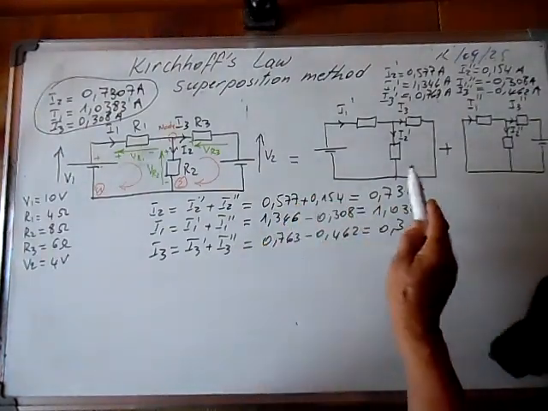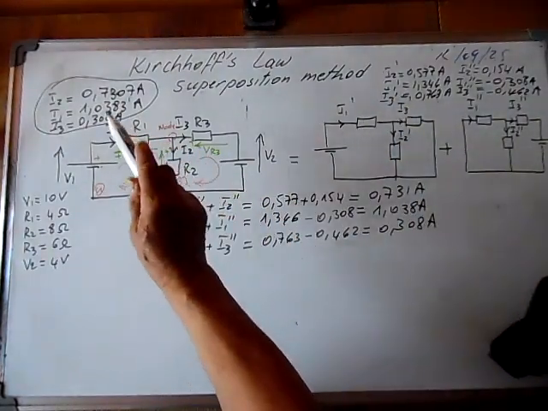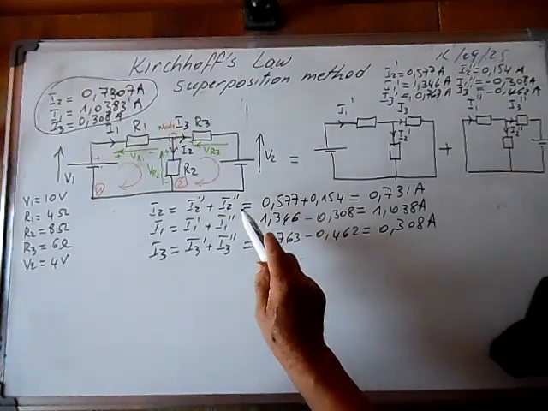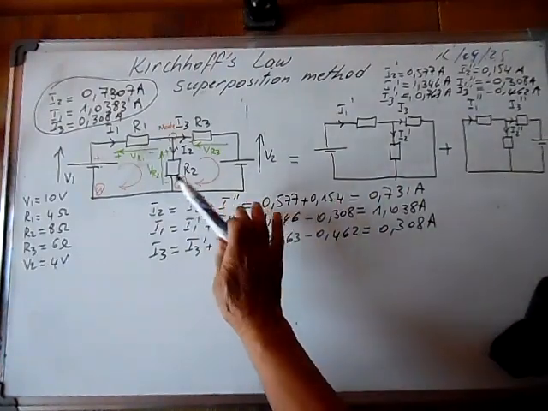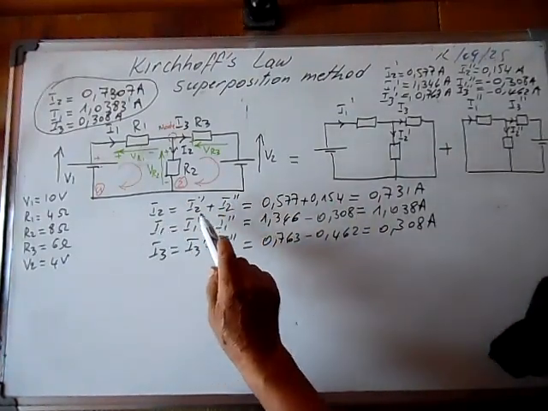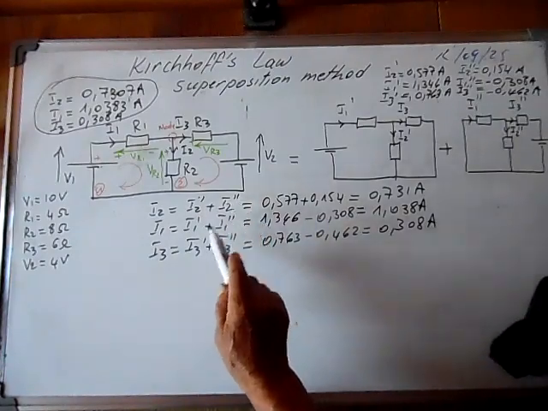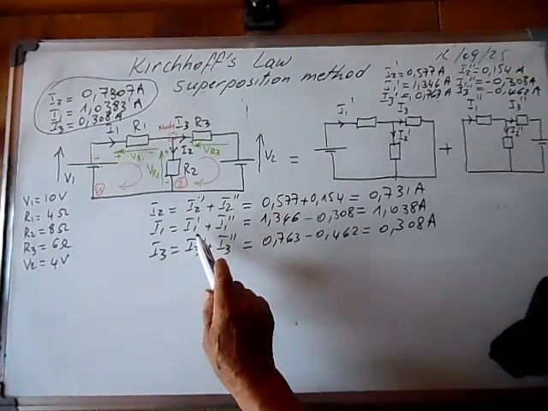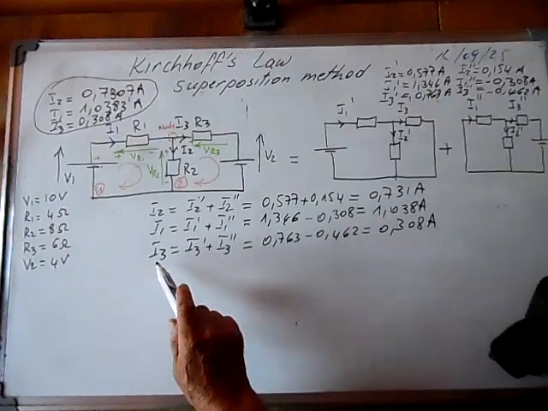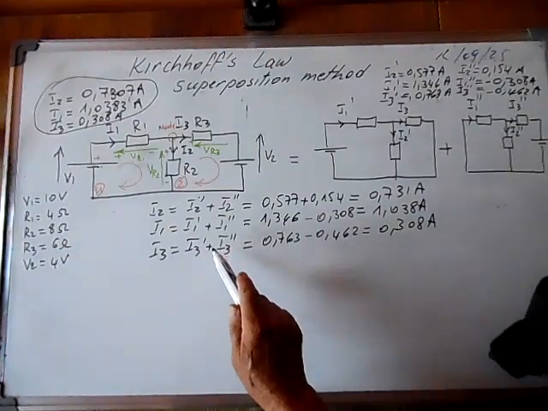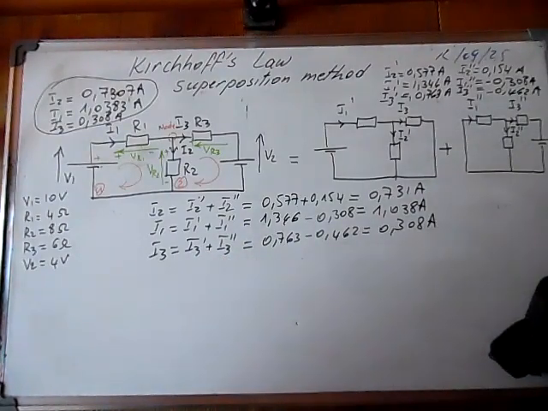So this is superposition, so it means the current I2 is equal to I2 prime plus I2 second. I1 is equal to I1 prime plus I1 second, and I3 is equal to I3 prime plus I3 second. And this is what we call the superposition method. And thank you for your attention.